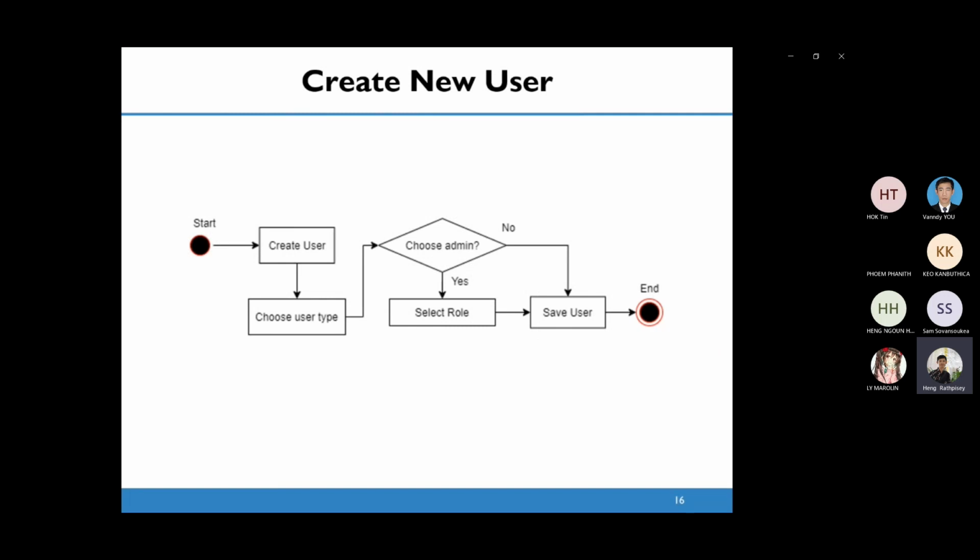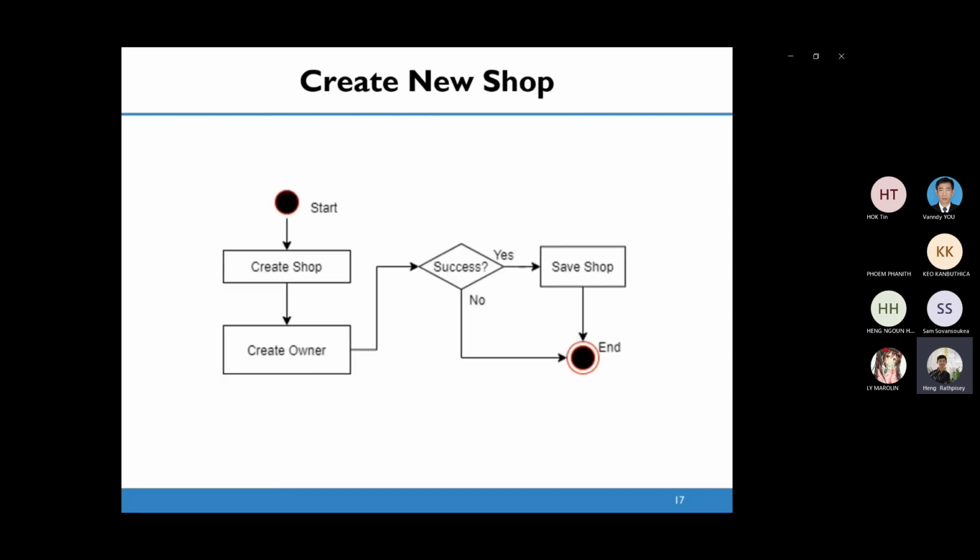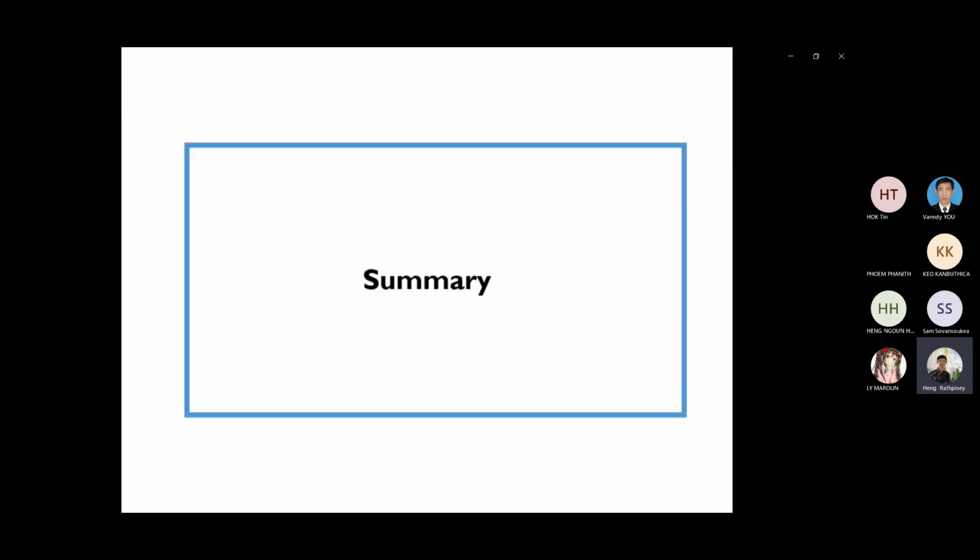This one is the activity diagram of create new user. First, we create a new user and choose the type of user. If the user is admin, we select a role, and if not, we set the user as a customer or seller. For create new shop, first we create a new shop and choose and create the owner of the shop, and then if successful, we save the shop, and if not, we redirect back.